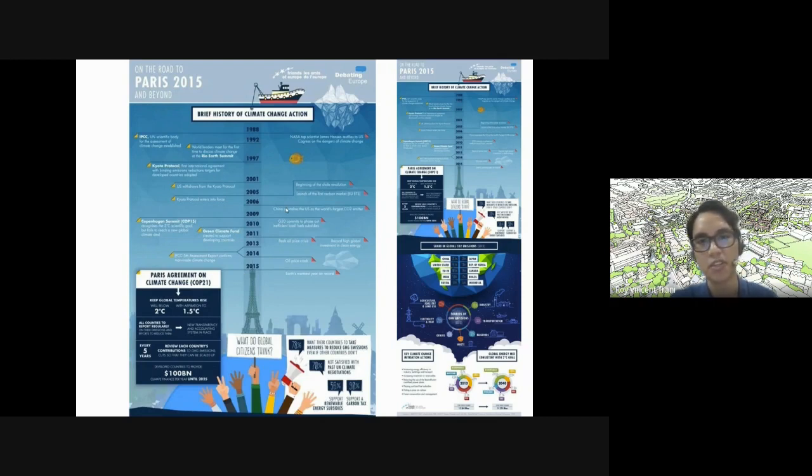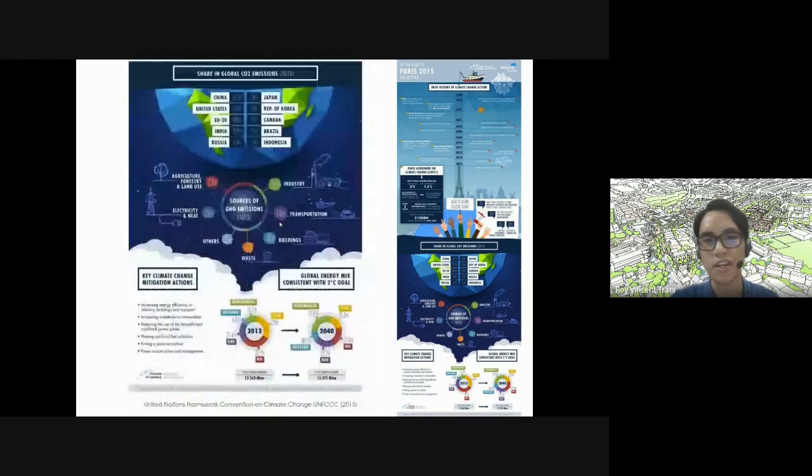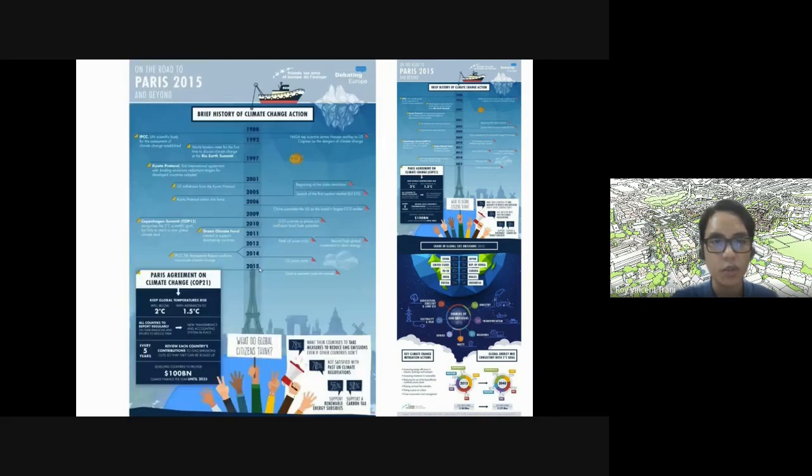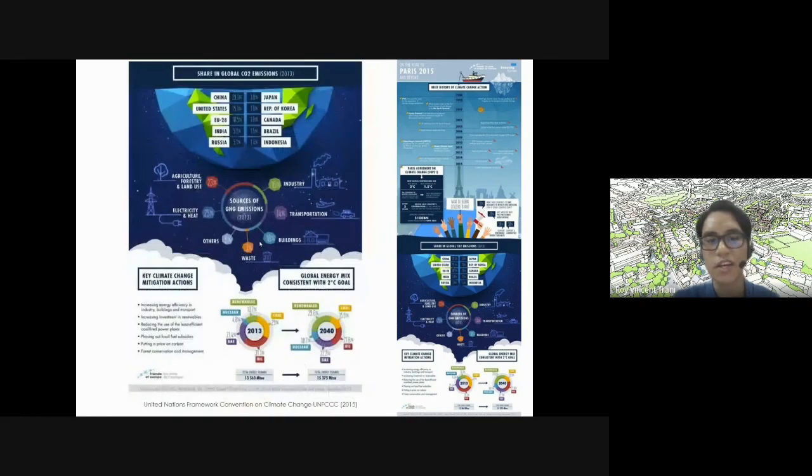So increasing global temperatures will lead to the melting of the polar ice caps, which also leads to more erratic and more severe weather patterns. So back in, let's say, 2015, 2010, there was an agreement to reduce greenhouse gas emissions to sort of mitigate the increase of temperature. But for the Philippines, we're not really big enough to contribute to carbon emissions.